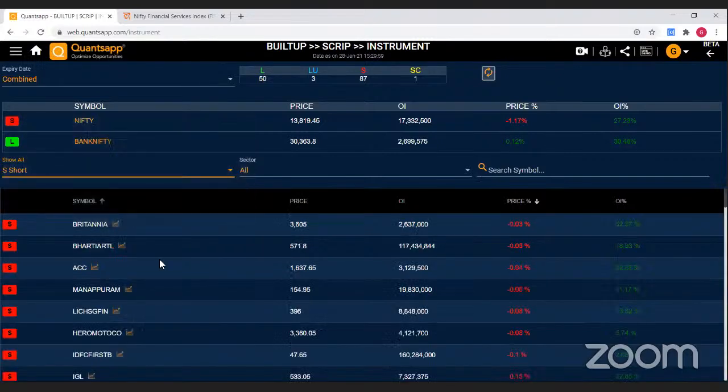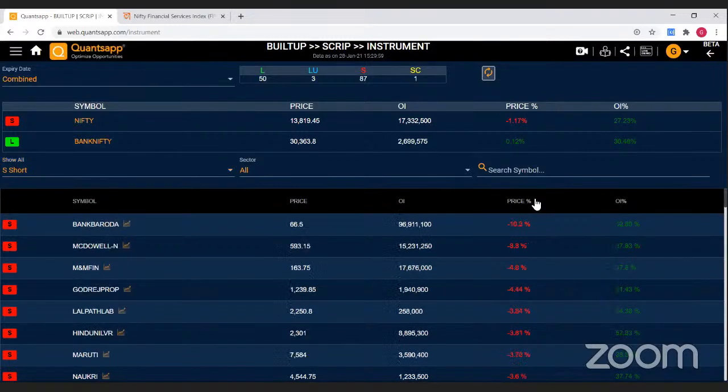Then short, and short today was something I want to show. Yes, so Bank of Baroda. You might see today Bank of Baroda is almost down by 10%. OI has increased by almost 44%, 44 and more.